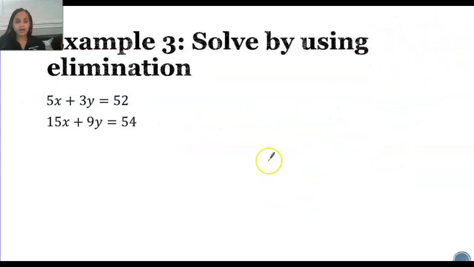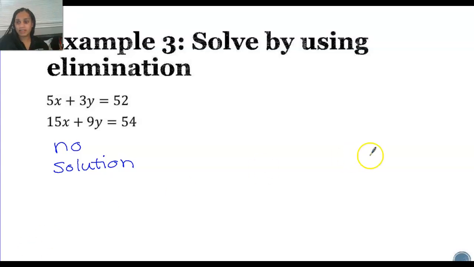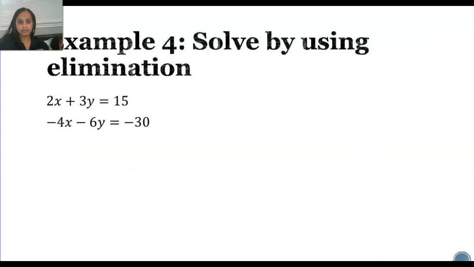For these next couple, I do want you to try it on your own and see if you can come up with the answer. Go ahead and pause the video here and see if you can do this one on your own. Alright, so the answer here was no solution. You can raise your hand and ask me to come around to help you if you didn't get that answer. In any case, try this next one here.